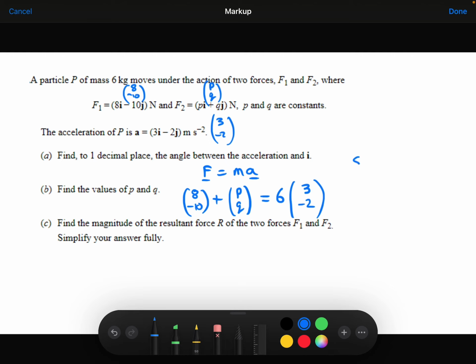So we get 8 plus P is equal to 6 times 3. So P is 10. And then looking at the j components, we've got minus 10 plus Q is equal to minus 12. Therefore, Q is minus 2.